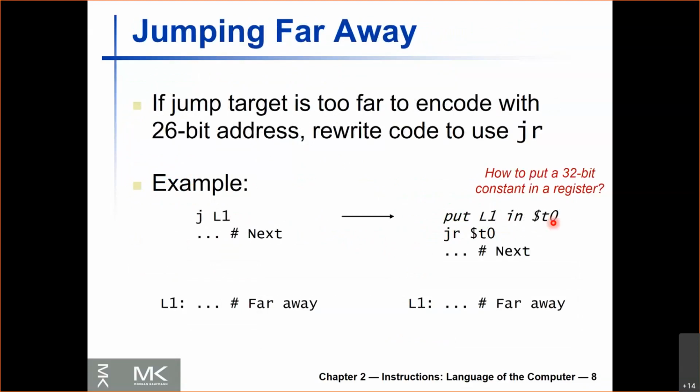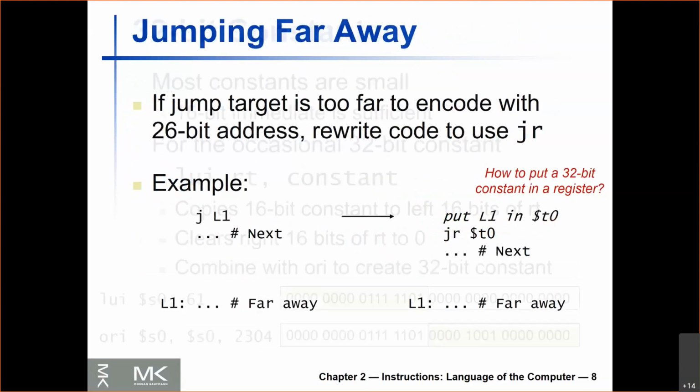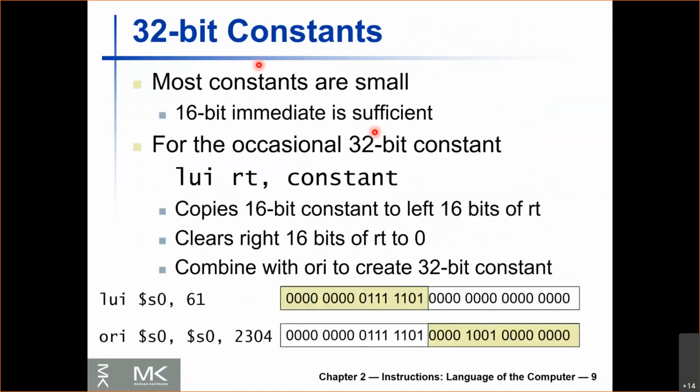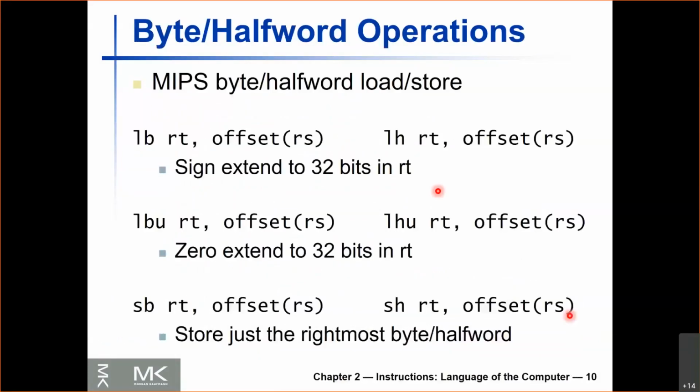This also led us to the discussion of how we can store 32-bit constants in registers, because we know that immediate instructions only create 16-bit constants. So if we want to create a 32-bit constant, we can do that by combining load upper immediate, which initializes the top 16 bits of the register, with or immediate, which will initialize the lower 16 bits of the register.